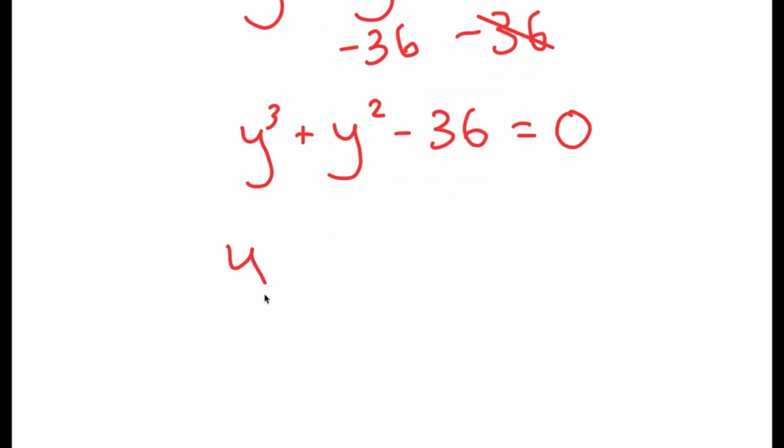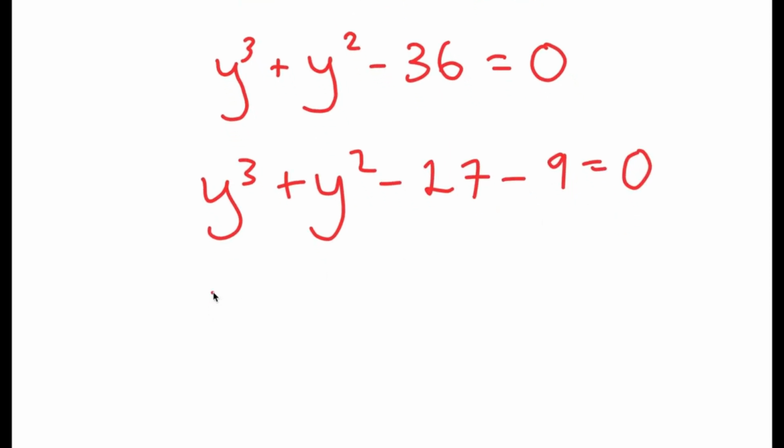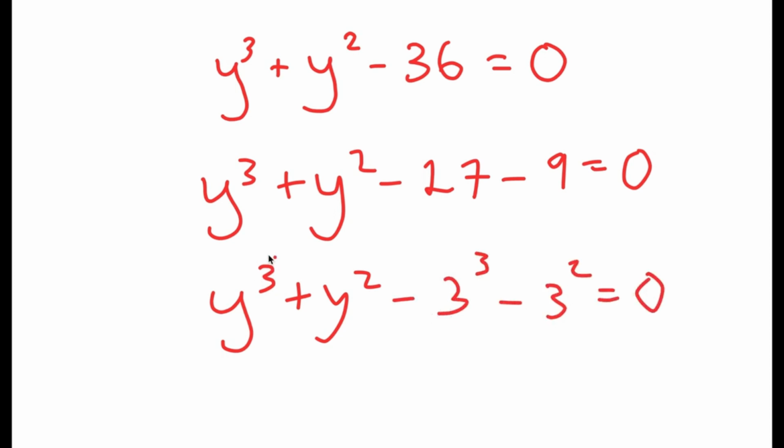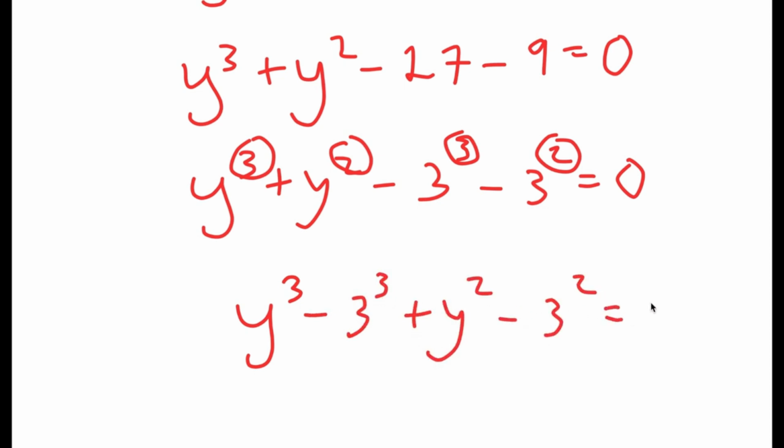And now I'm going to rewrite this as y to the power of 3 plus y squared minus 27 minus 9 is equal to 0. And the reason I did this is because 27 is the same thing as 3 to the power of 3, and 9 is the same thing as 3 to the power of 2. So I have y to the power of 3, y to the power of 2, and I also have 3 to the power of 3, 3 to the power of 2. So what I'm going to do is group y to the power of 3 and negative 3 to the power of 3. I'm going to group y to the power of 2 and negative 3 to the power of 2.